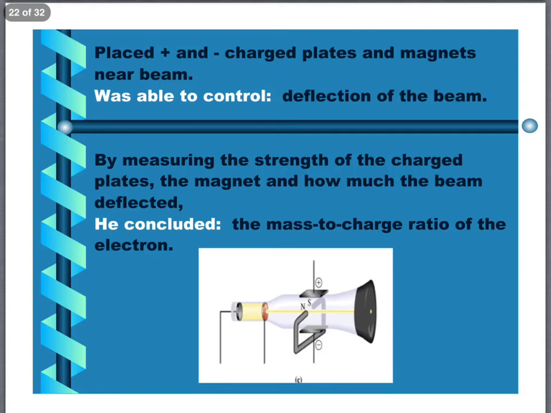He then placed positive and negatively charged plates and magnets near the beam simultaneously. And he would change the charge on the positive and negative plates, and he could change the strength of the magnet, and he was able to very specifically control and measure the deflection of the beam. And it was by taking these careful measurements that he was able to conclude the exact mass to charge ratio of the electron, or how heavy it was relative to its charge. He couldn't actually identify the mass of a single electron or the charge on a single electron, but he was able to get the relationship between those two numbers.